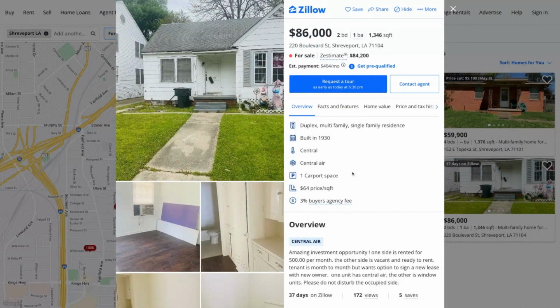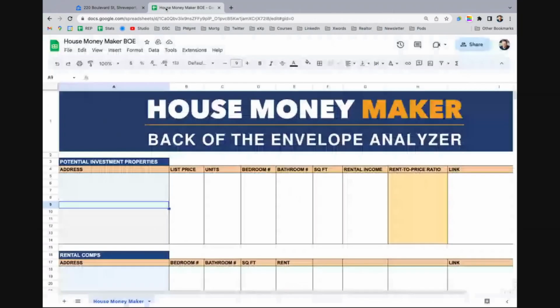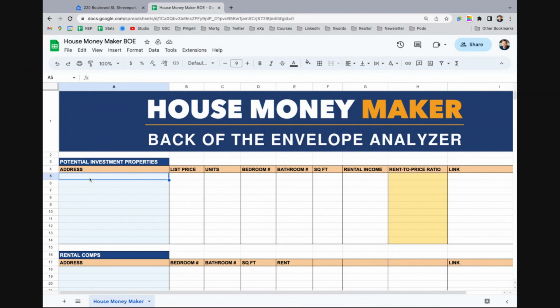All right, so this one's $86,000. So this is what I'll start doing. I'm just going to add this to my spreadsheet here. I've got the house money maker, back of the envelope analyzer, right? Potential investment property. So I just start plugging this in.